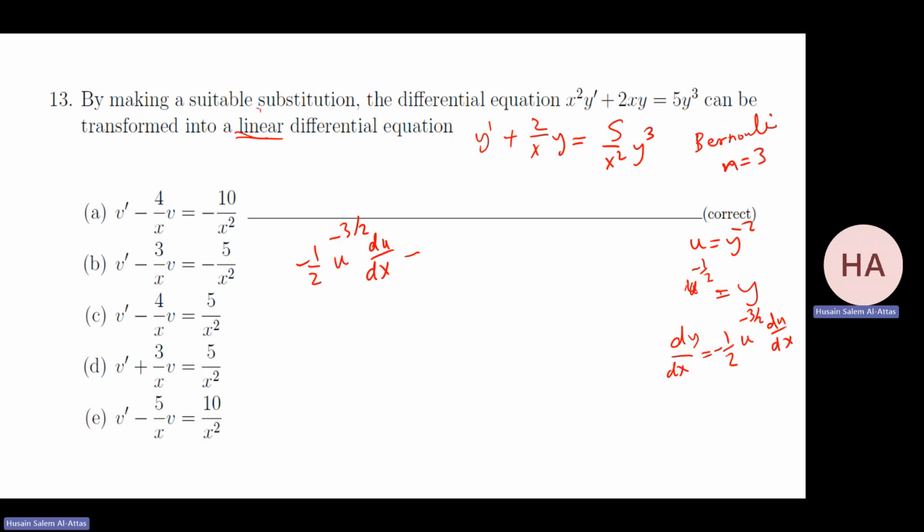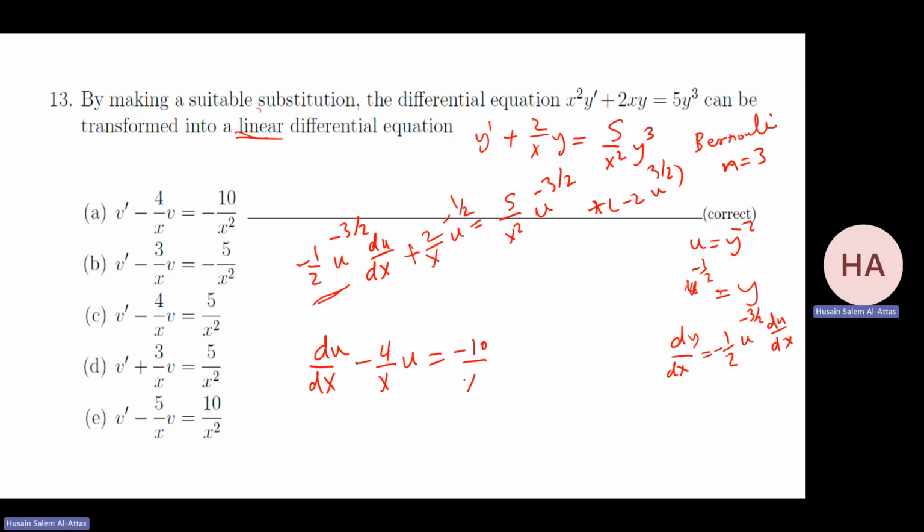Okay, now let me continue. This will be plus 2 over x u to the power minus half, equals 5 over x squared u to the power minus 3 over 2. I need to get rid of this, so multiply by minus 2 u to the power 3 over 2. That gives me du over dx, call it v, call it u, it's okay, minus 4 over x u equals minus 10 over x squared.